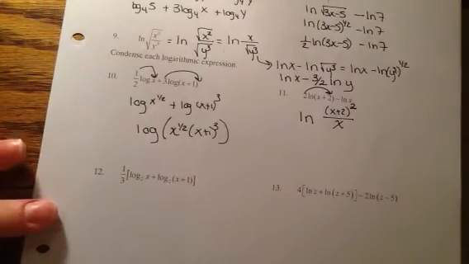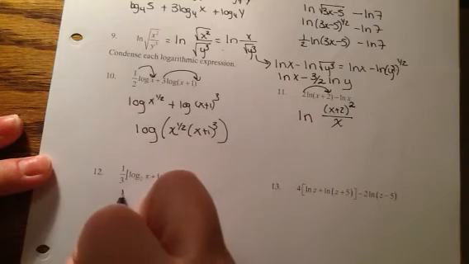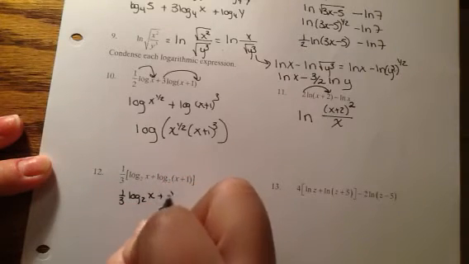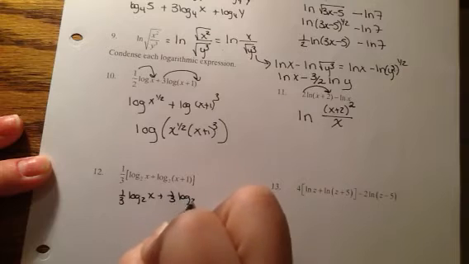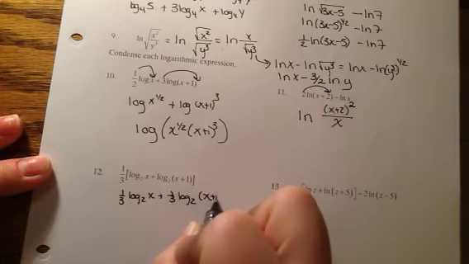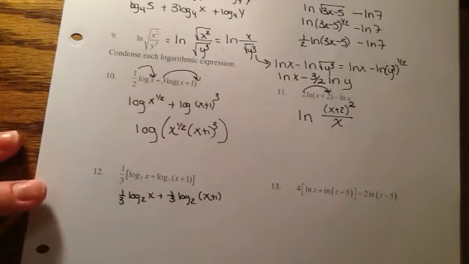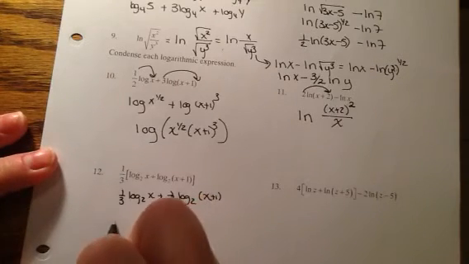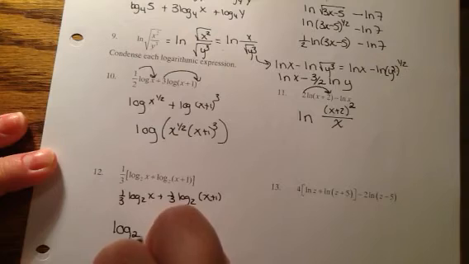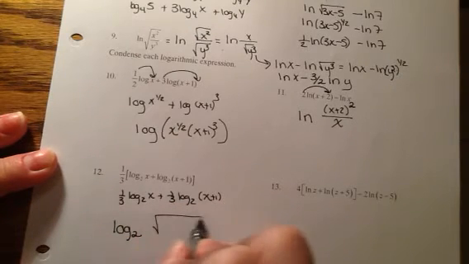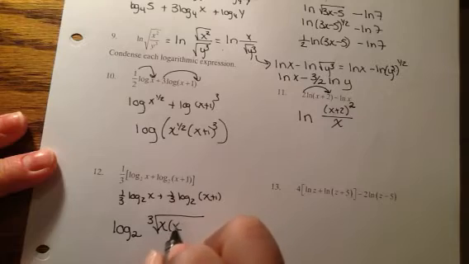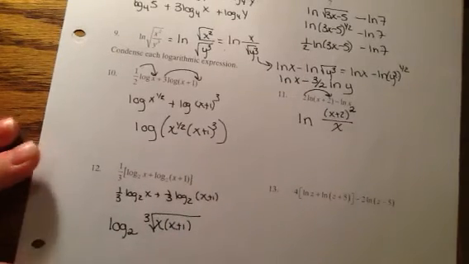Okay, 12, everyone on the inside has to get the 1/3 power, so I have 1/3 log base 2 of x plus 1/3 log base 2 of x plus 1. Since everything's to the 1/3 power, everything's going to be cube rooted, so what I really have is log base 2. These two get multiplied, and I have a cubed root, so it's going to be x plus 1.